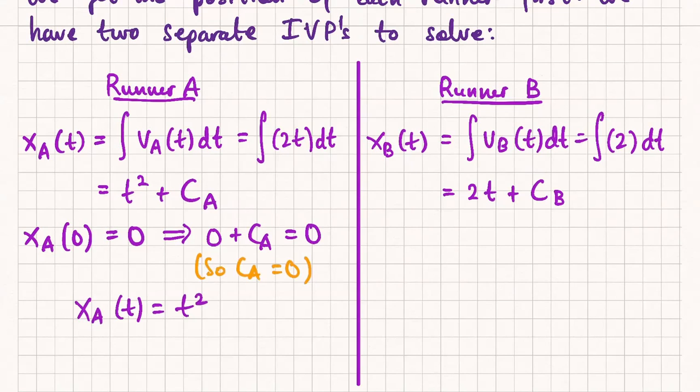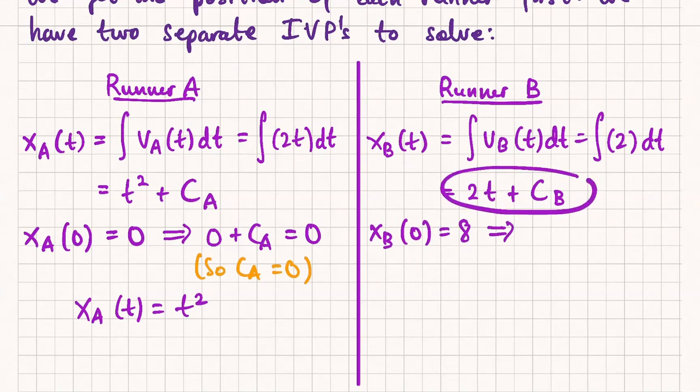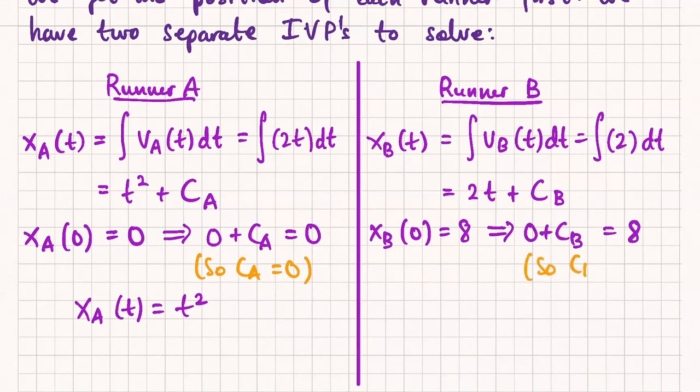That's it. And we could do the same thing for runner B, right? Runner B's position at 0 is 8. He actually gets a head start. So substituting in 0 into my position function, I get 0 plus CB, but it's supposed to be equal to 8. So obviously CB equals 8. And I can see now that my runner B position is equal to 2t plus 8.